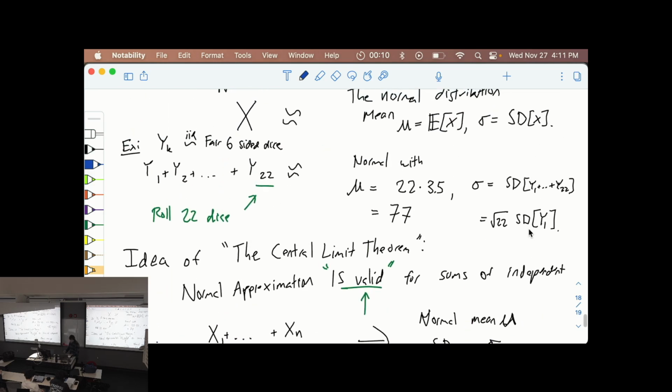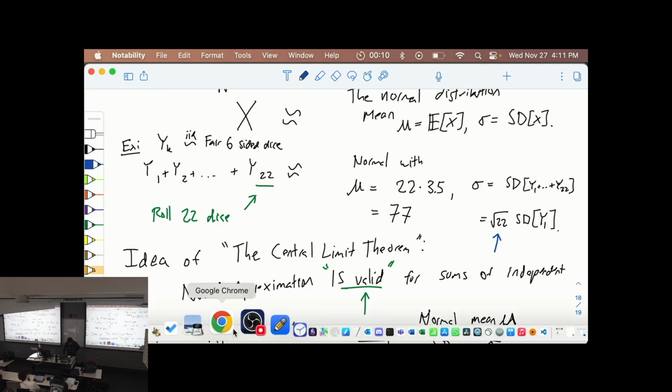And that is equivalent to looking at the standard deviation over here and noticing that the standard deviation grows not like n, but like square root of n. Let me show you that example that we had last class.